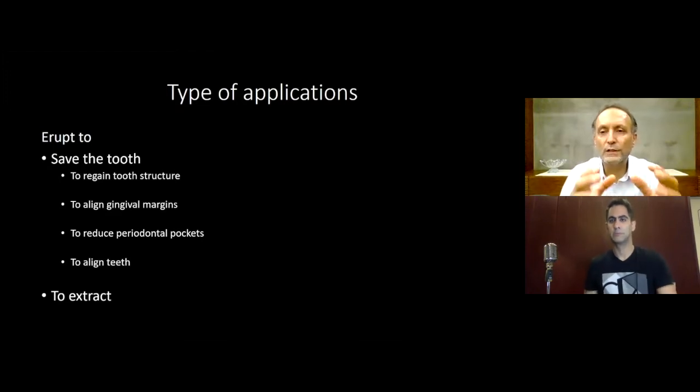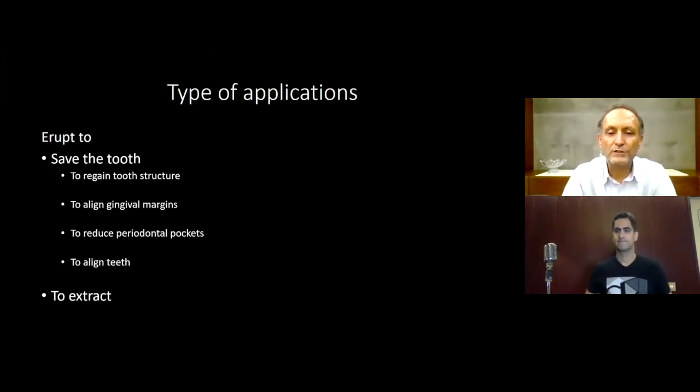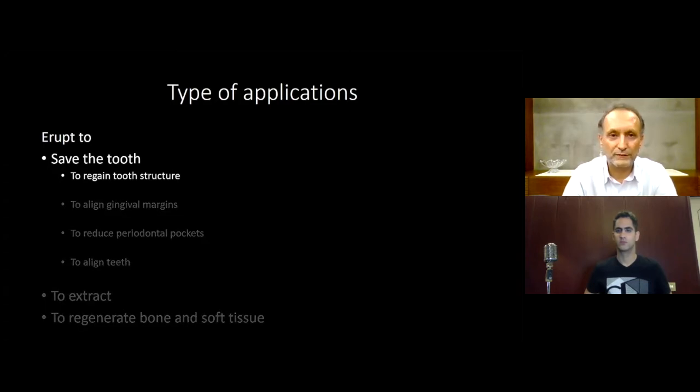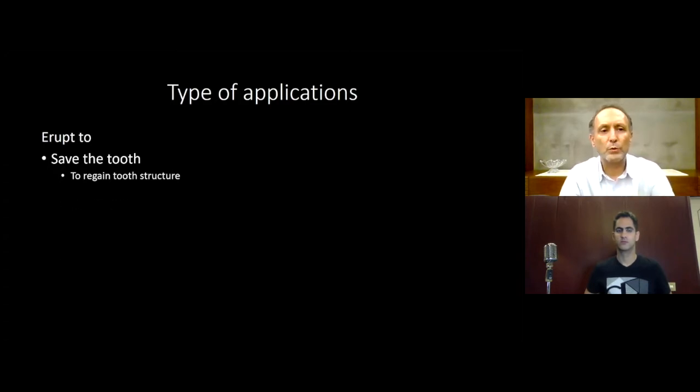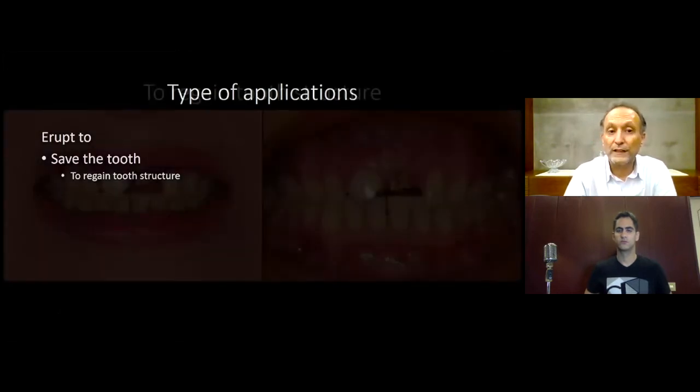Bioengineering is not only just putting in bone and building up with the membrane. We can just make the body regenerate its own bone. So we regenerate bone and soft tissue with this technique. And how does it go? Let's take the first example as Ingber described it: save the tooth, regain tooth structure.